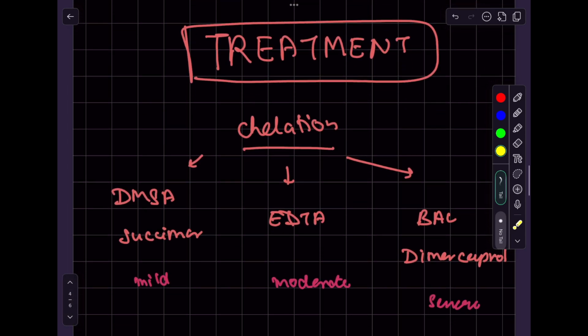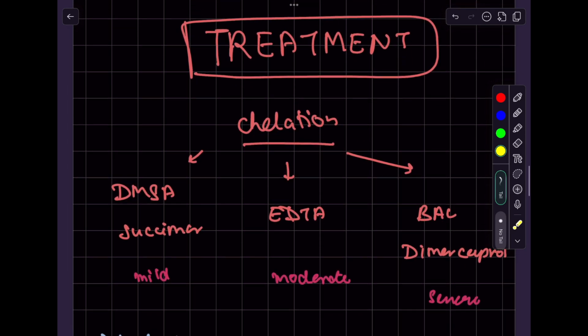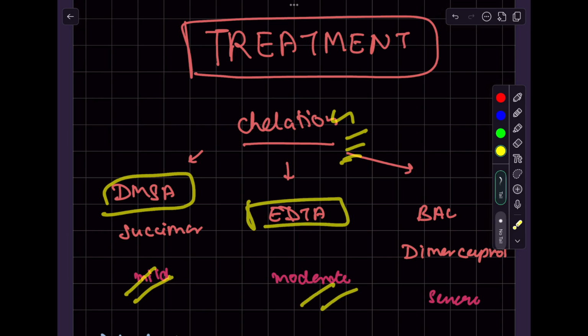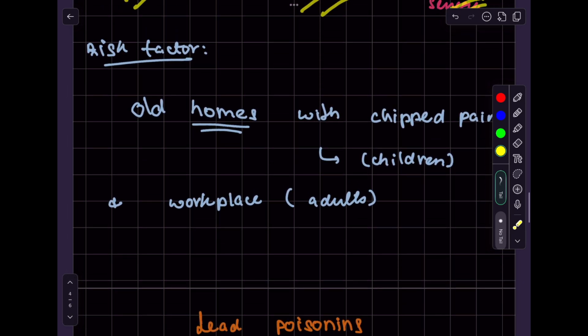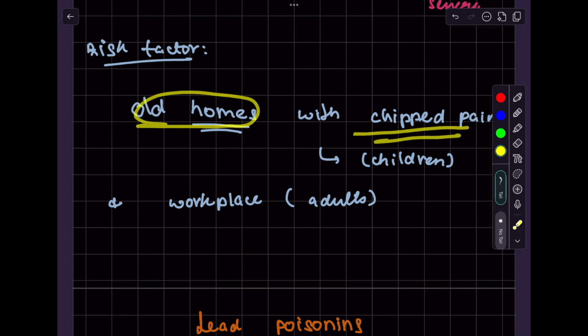Now, when we talk about the treatment, lead poisoning is treated with the help of chelating agents. It could be DMSA in case of mild poisoning, EDTA in case of moderate poisoning, and BAL or dimercaprol in case of severe poisoning. Risk factors for lead poisoning include old homes with chipping paint, which could be ingested by children, or workplace hazards in case of adults.